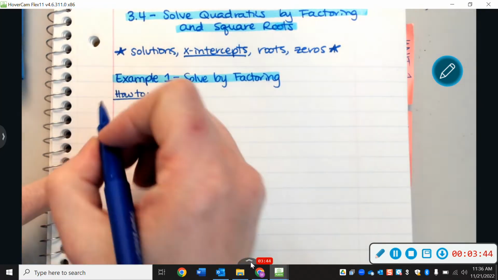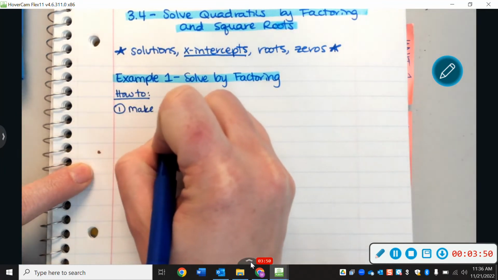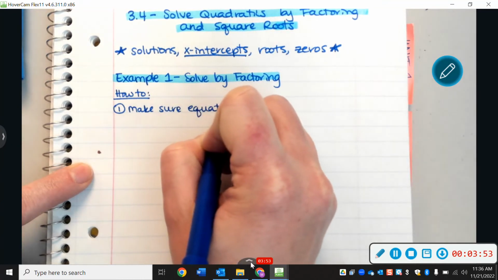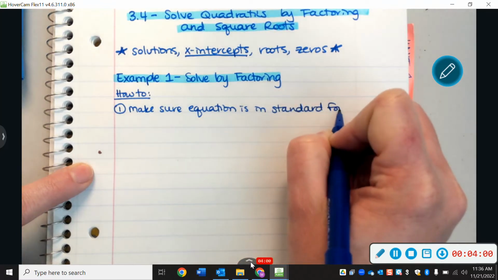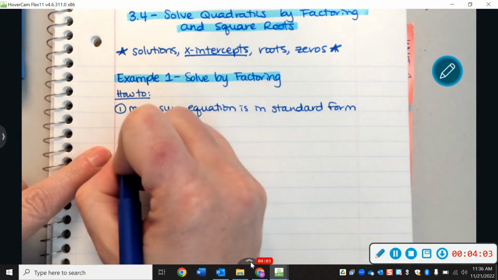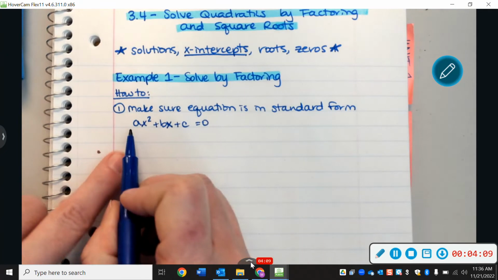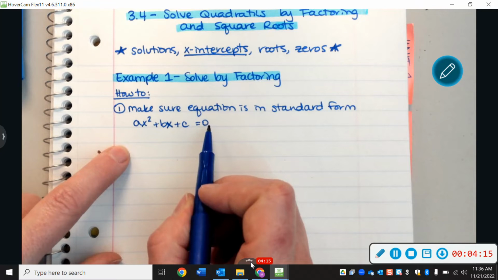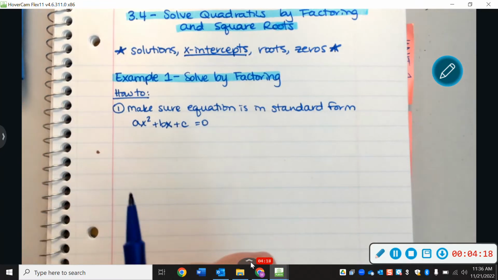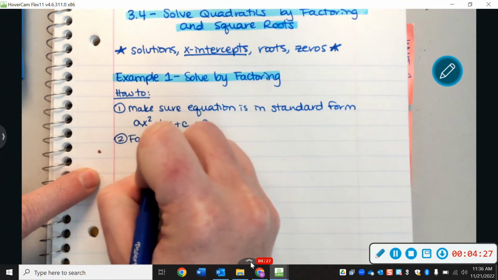The first thing that you want to do is make sure that your equation is in standard form. As a reminder, standard form is ax squared plus bx plus c. You'll know if it's in standard form because all of your terms will be on one side of the equal sign and the other side will have nothing on it. If it's not in standard form, you'll want to move terms across the equal sign to put them all together and put it in standard form. After that, you're going to factor as much as possible.